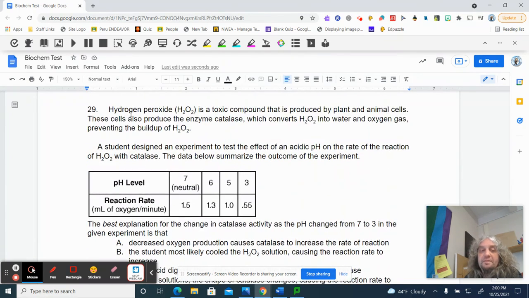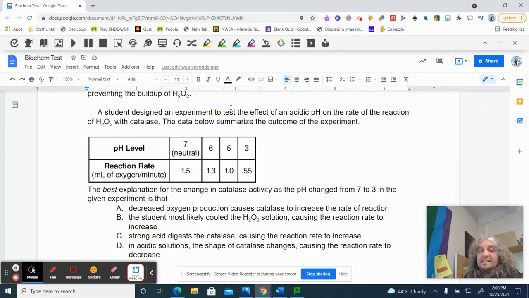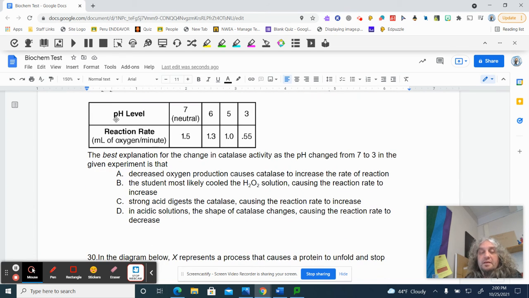Question 29. Hydrogen peroxide, H2O2, is a toxic compound that is produced by plant and animal cells. These cells also produce the enzyme catalase, which converts H2O2 into water and oxygen gas, preventing the buildup of H2O2. A student designed an experiment to test the effect of an acidic pH on the rate of the reaction of H2O2 with catalase. The data below summarizes the outcome of the experiment. You can see a data table here with 4 different pH levels, 7, 6, 5, and 3, and 4 different reaction rates: 1.5 milliliters of oxygen per minute, 1.3, 1.0, 0.55.